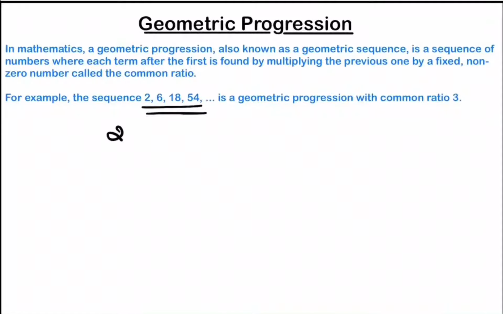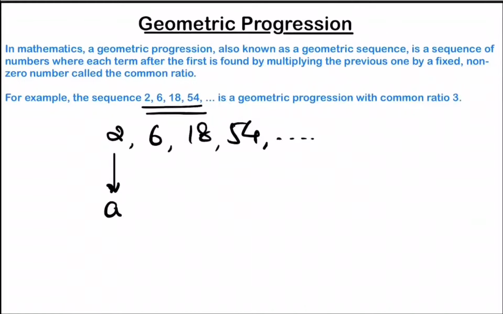For example, in the sequence over here, the very first term is 2. The second term is found by multiplying 3 to the first term. The third term is found by multiplying 3 to the second term. The fourth term is found by multiplying 3 to the third term and so on.